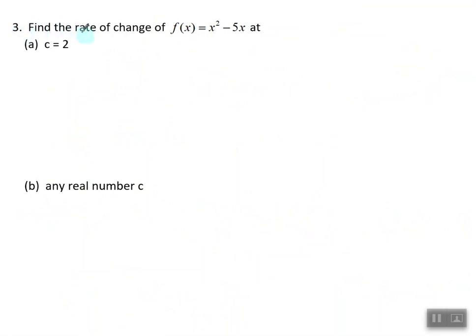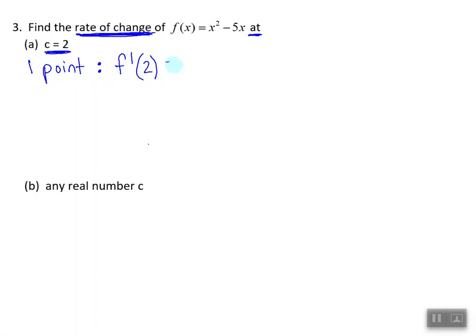Three, find the rate of change of this function at part A, c equals 2. Notice that we're finding the rate of change at one point. This is one point only. What is the rate of change at one point only? That would be the derivative, or in this case, f prime at 2.